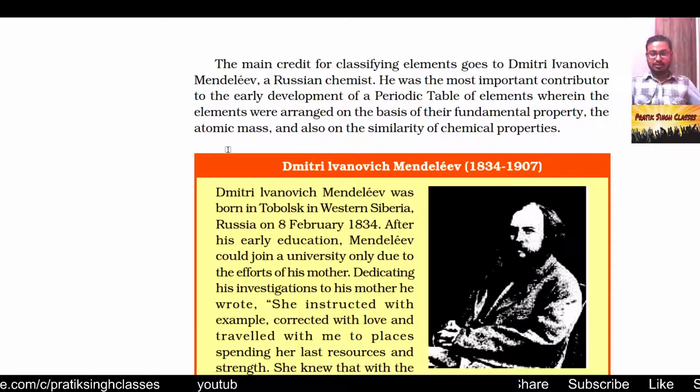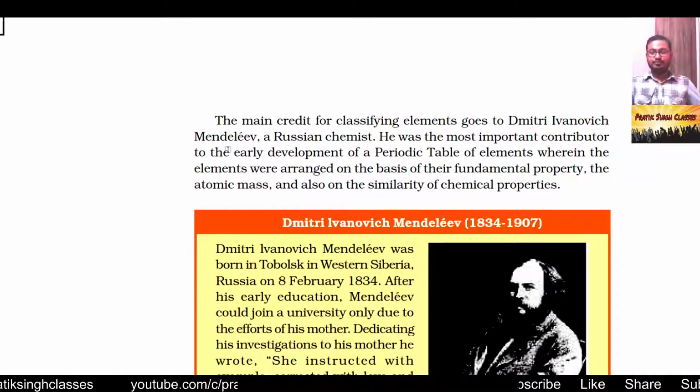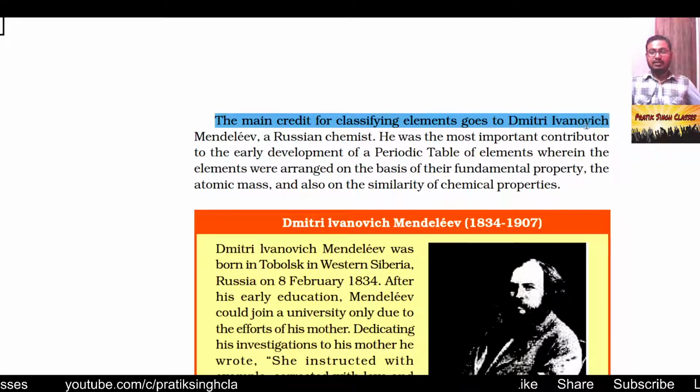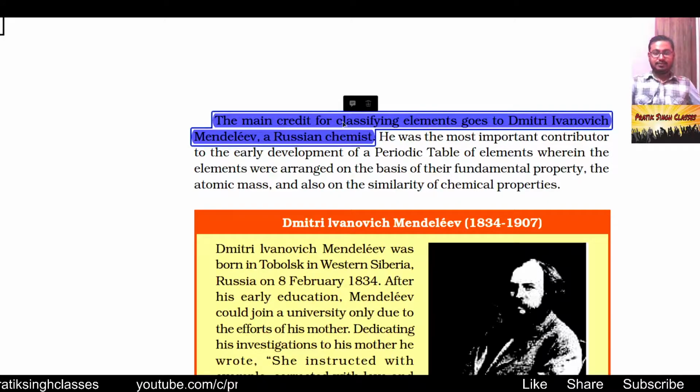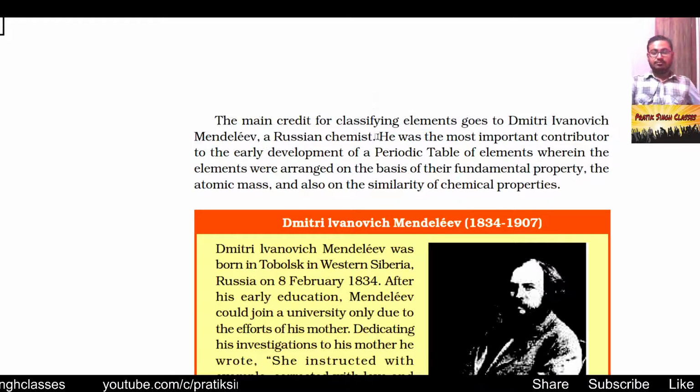Dmitry. The name suggests he may be Russian, but let us see what is given in the book. The main credit for classifying elements goes to Dmitry Ivanovich Mendeleev, a Russian chemist. Yes, I was correct. The name Dmitry is mostly related to Russians, Kazakhs, Ukrainians. Mendeleev are some Russian names.